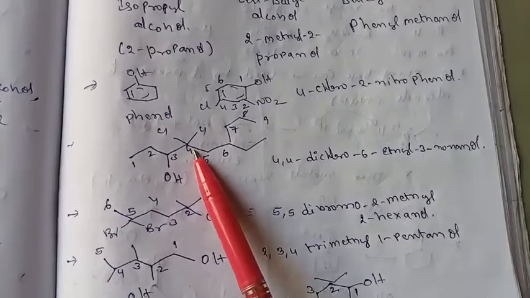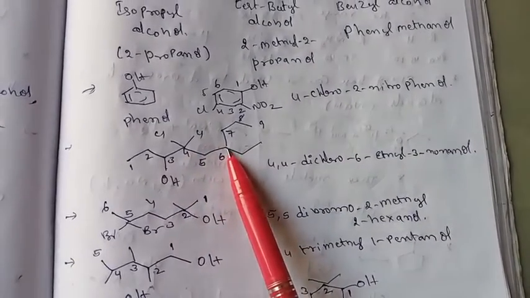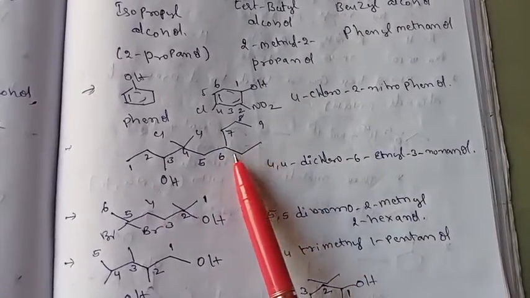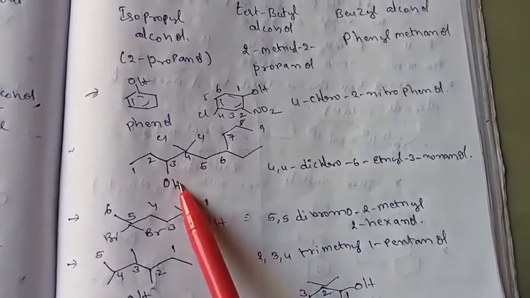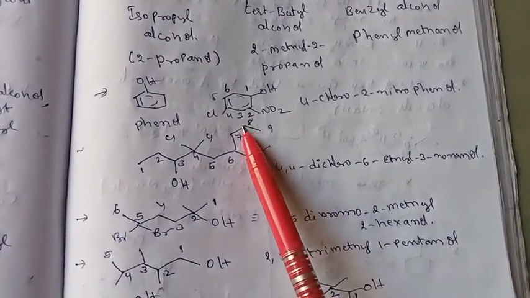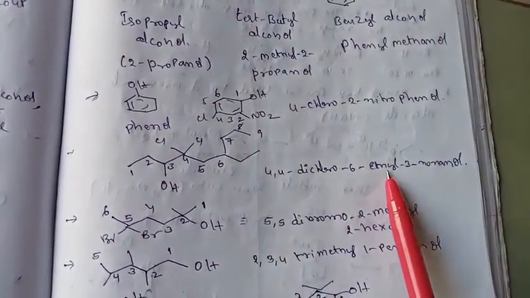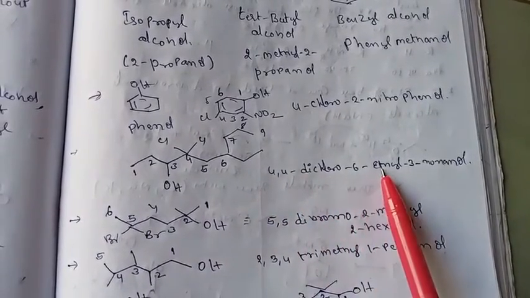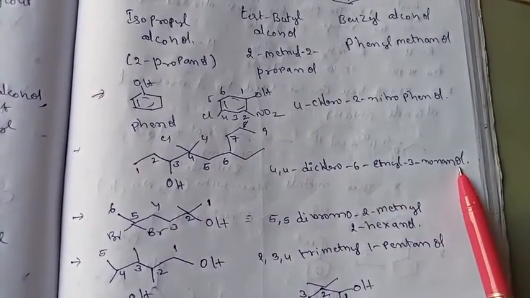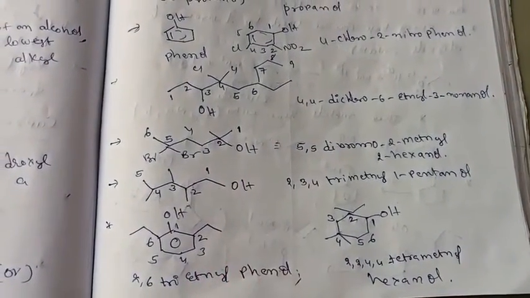So this one, 4,4-dichloro, and 6-ethyl, and at the third position the OH group is there, and a total of 9 carbons are there. So that's why it is 4,4-dichloro, 6-ethyl, 3-nonanol. Like this. And you can note down another example also.